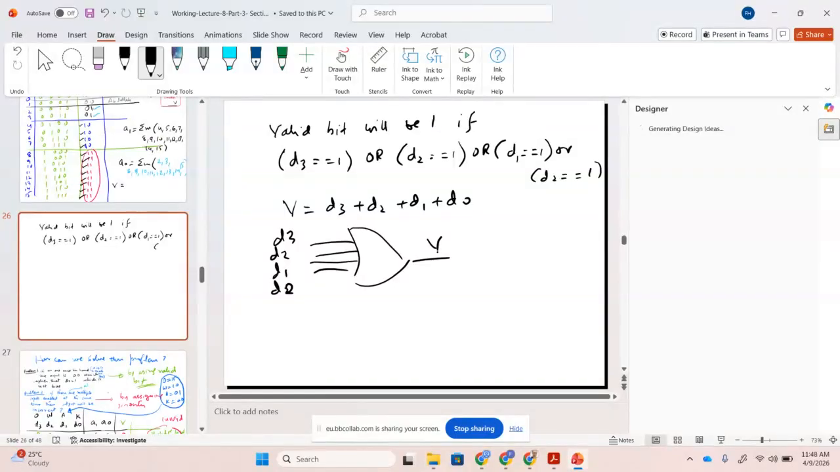Any question? Is the valid bit easy or difficult? Easy. This is only implemented for when no one raises their hand, right? Yeah. If no one raises their hand, it is 0, 0, 0, 0, so valid will be 0. If any of them is 1, valid will be 1. Got it or not got it?